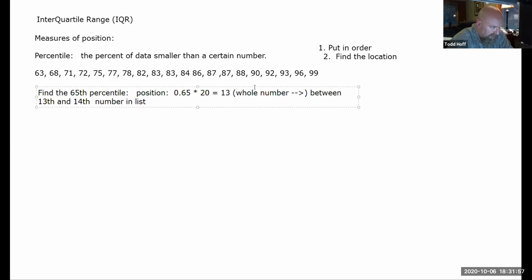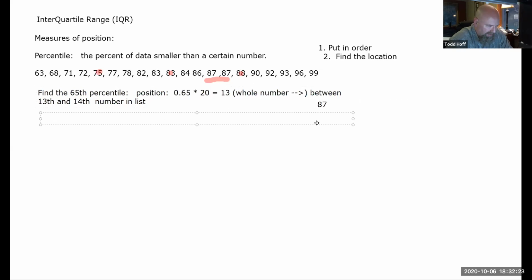So let's take a peek here. Let's see, 1, 2, 3, 4, that's the 5th. 3, 4, that's the 10th. 1, 2, 3, 4, 5. There is the 15th. The 13th and 14th are both 87. Well, pretty easy to do that. That is, 87 is the 65th percentile.